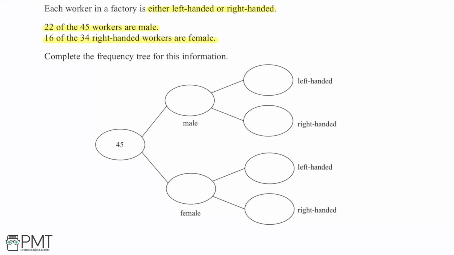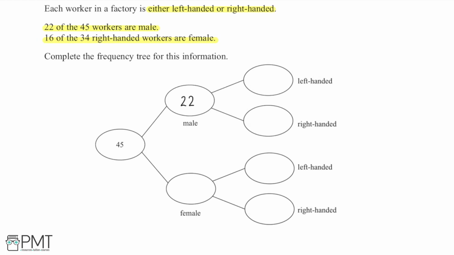So if I look back at the information I'm given, I can use this to fill in a couple of the gaps to begin with. So 22 of the 45 workers are male. Now this box here is for the total number of male workers, which we've just been told is 22. So I can fill that in initially here.